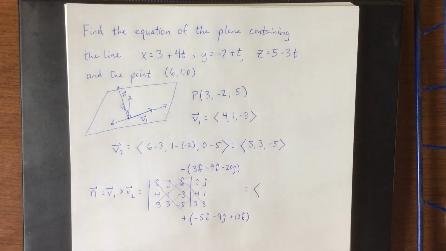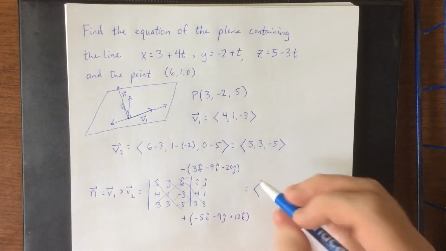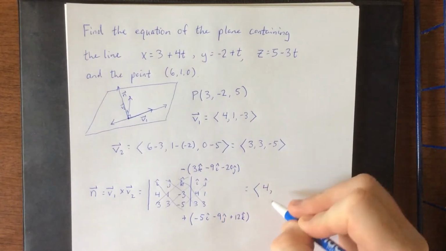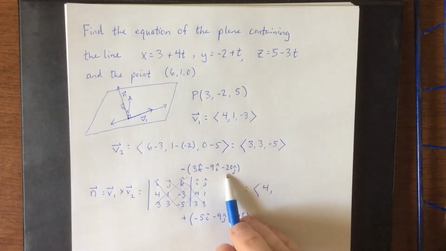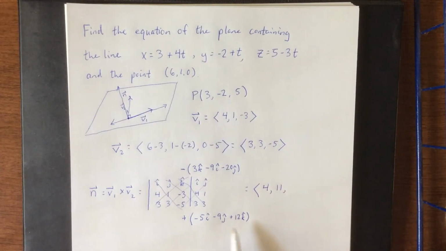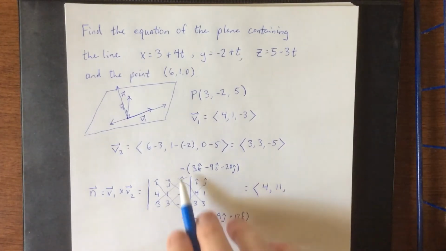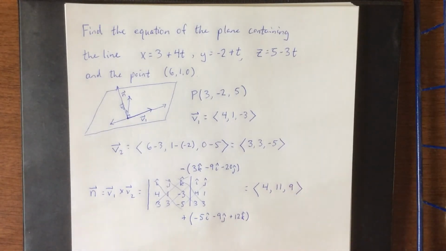And we'll add up our i components. We have negative 5 down here, that'll be plus 9 up there. That'll be 4 for the i component. For j, we have negative 9 down here, we have positive 20 up here. That'll be 11 for the j component. And finally, positive 12 down here, minus 3 up here. That'll be positive 9 for the k component.